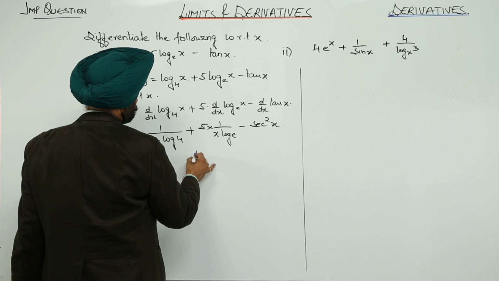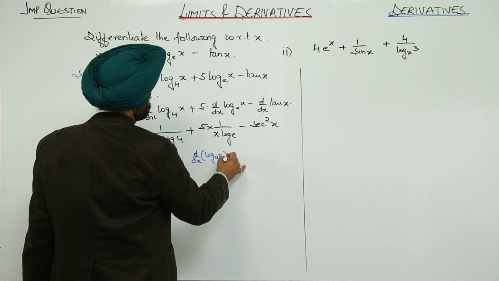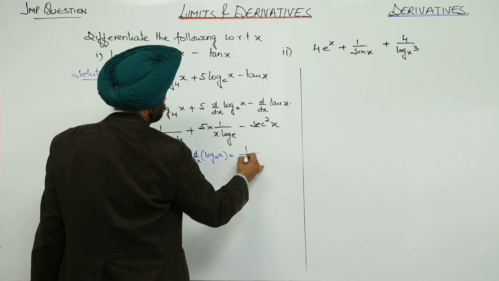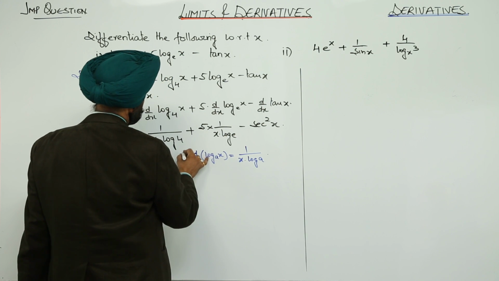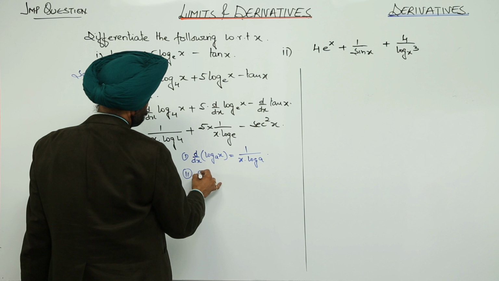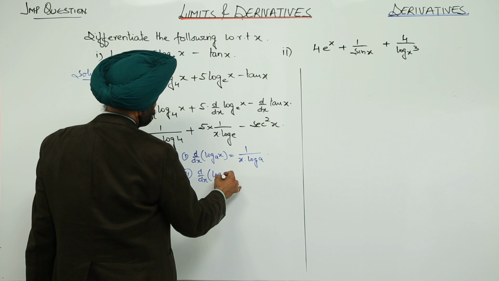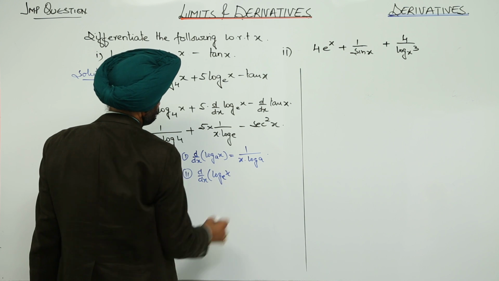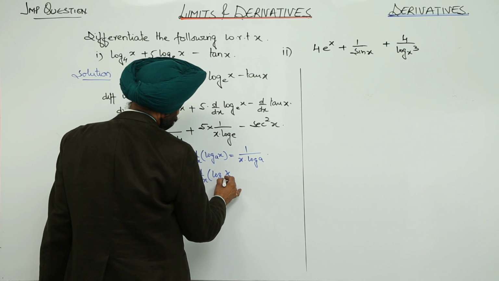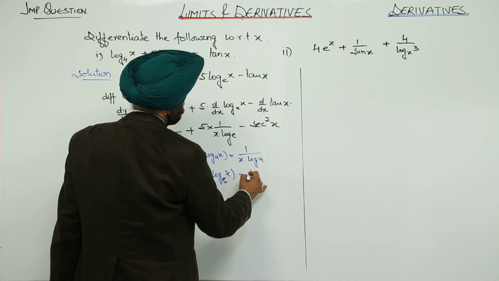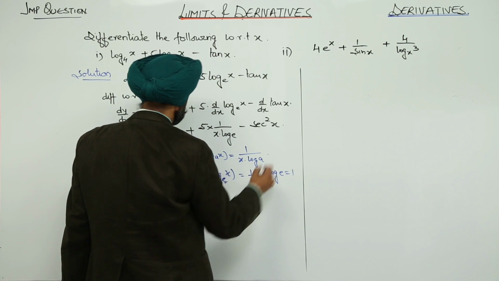Now d by dx of log a x, this is equal to 1 upon x log a, one thing. Then second, d by dx of log e x. Okay, base is e, is it clear? You can just write it here, base is e. This is equal to 1 upon x, where log e is equal to 1.